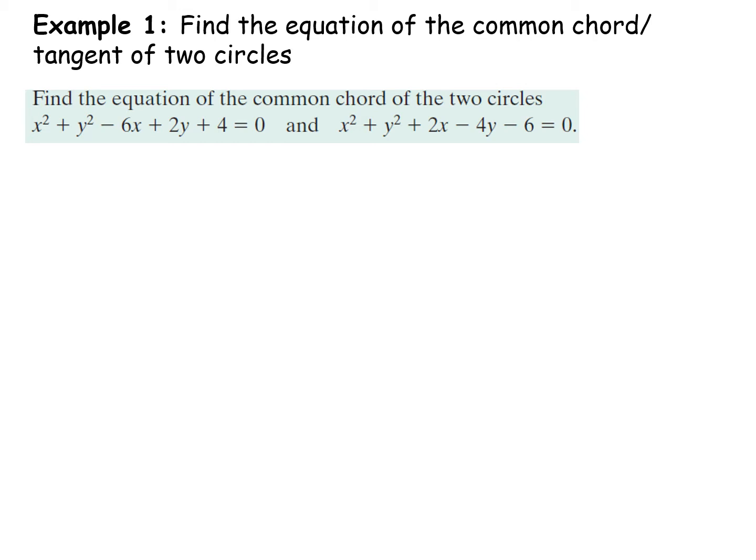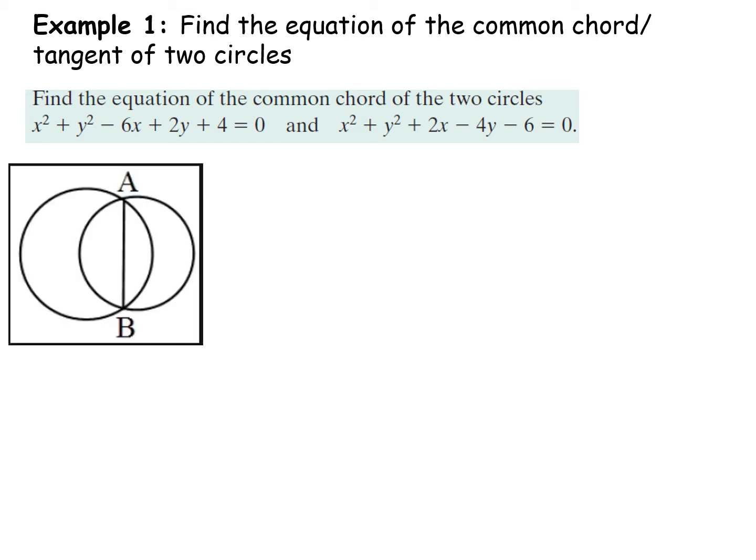Find the equation of the common chord or tangent of two circles. The reason we've said chord or tangent is that there will be two scenarios. The first scenario is where the two circles overlap. Where two circles overlap, there will be a chord. So this is what it looks like when I have two overlapping circles. They'll have this common chord AB. And just to remind you, a chord is a line which goes from one edge of the circle to the other. The diameter is actually a special chord which goes through the center.